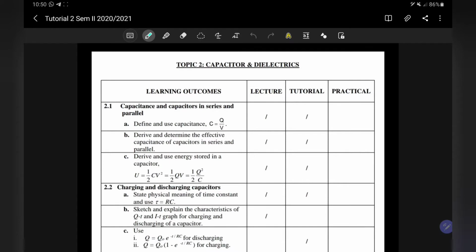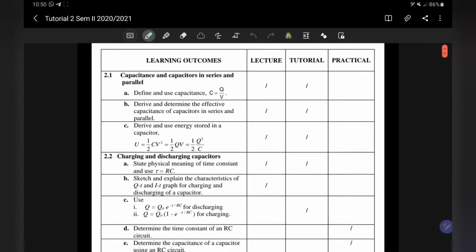So let's continue our tutorial with topic 2, which is capacitors and dielectrics. Okay guys, as we know, how many subtopics do we have in chapter 2? Three of them. 2.1 is capacitance and capacitors, in series and parallel. The second one is charging and discharging capacitors. So two different processes here. We need to know the difference between these two processes.